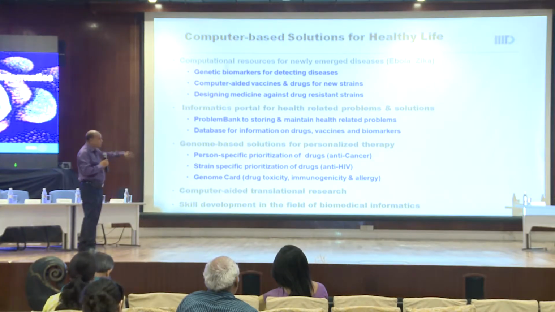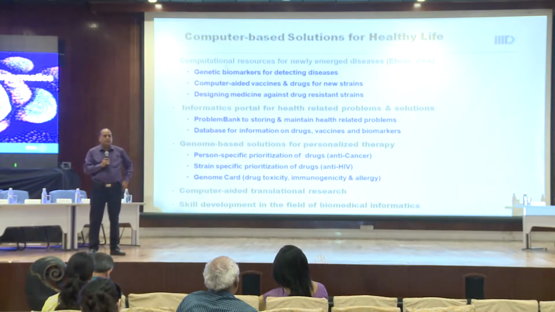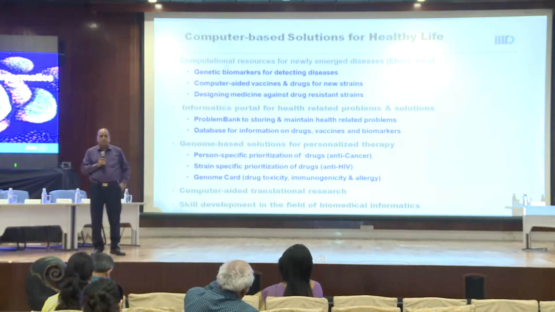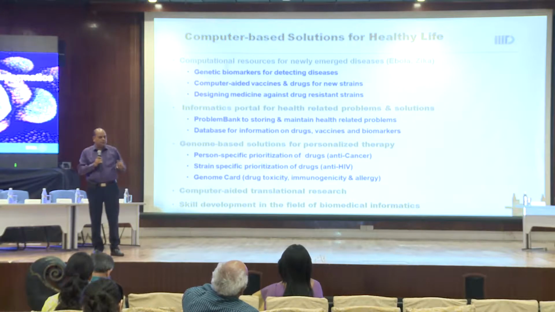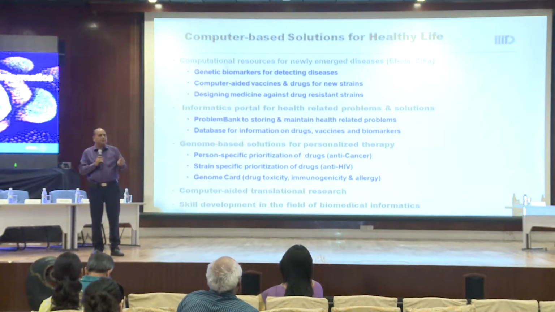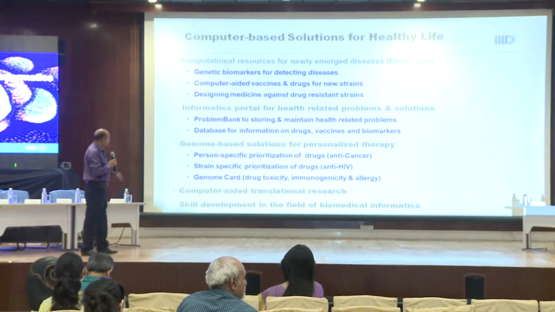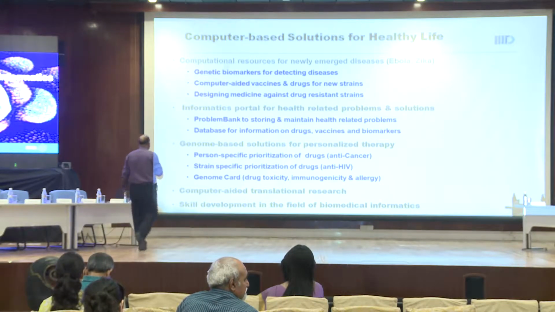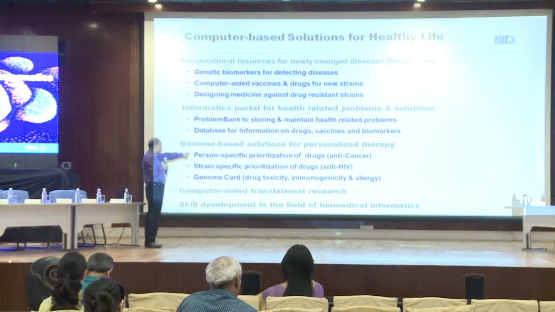Another is strain-specific prioritization of drugs basically. Let's say HIV: it was a problem if you go 30 years back, because it was changing quite fast. Now we understand that for mutated HIV, we can generate drugs fast actually. So that's the type of problem we should address. Genome cards: we should understand drug toxicity and immunogenicity like that.